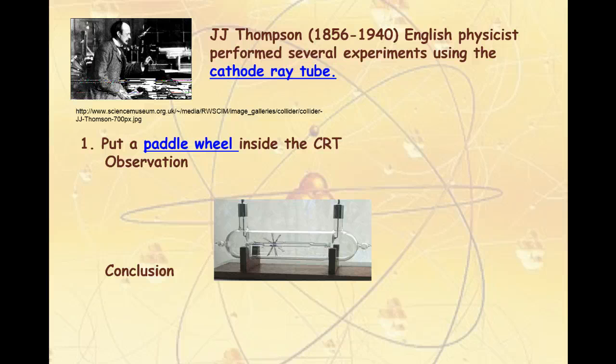One of the first things that he did is he put a paddle wheel inside of the CRT. Now keep in mind what the hypothesis was, that the cathode ray was made up of negatively charged particles. So he put this paddle wheel, as we see right here, inside of the CRT. And what he observed is when he flipped the switch, basically applied the electricity, and produced the cathode ray, the paddle wheel spun. Now, if you take a flashlight, any beam of light, and shine it on a paddle wheel, that paddle wheel is not going to spin. But in this case, the paddle wheel did.